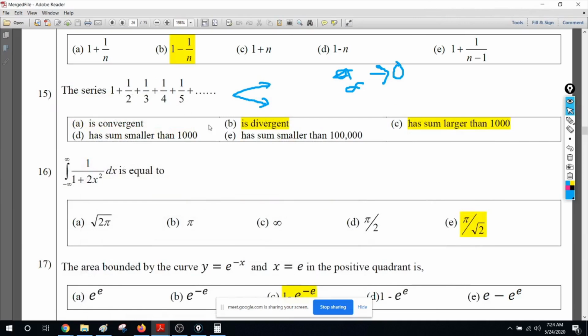So therefore, this is divergent. Of course, how can it get to be divergent? Because it's going to be bigger and bigger and bigger, not oscillatory.